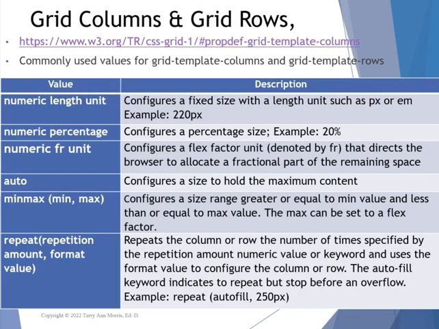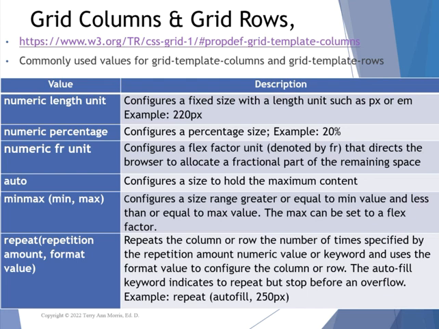Grid columns and grid rows. The link above contains commonly used values for grid template columns and grid template rows. A length unit such as pixel or em is used to configure a fixed size, where 220 pixels is a good example. A numeric percentage is used to specify a percentage size, for example, 20%. Numeric fr units set up a flex factor unit, denoted by fr, that instructs the browser to allocate a fraction of the remaining space. The size is automatically configured to hold the most content.